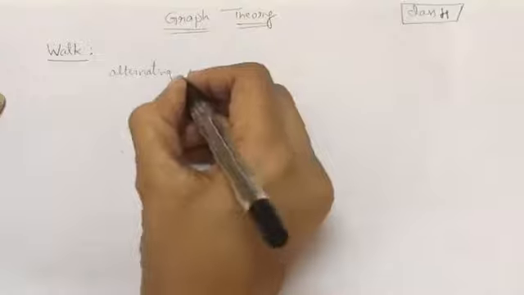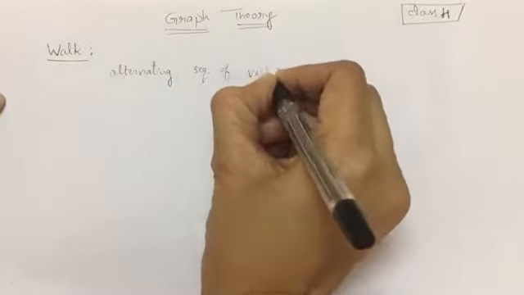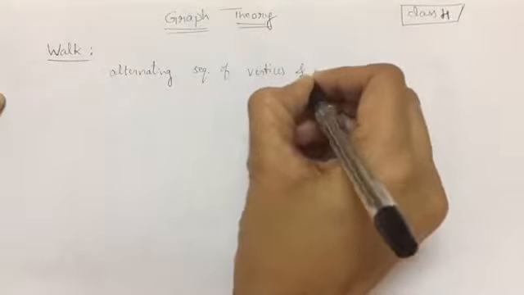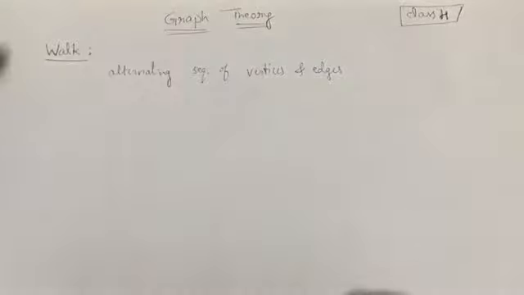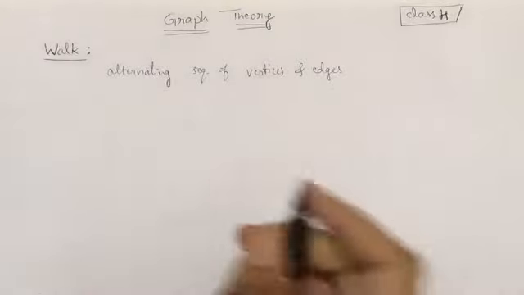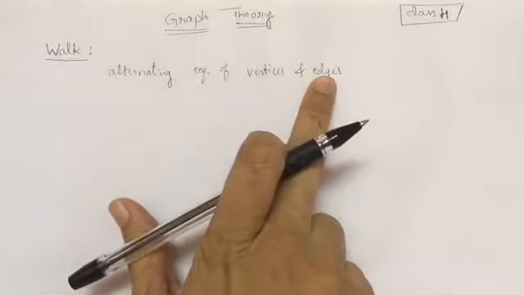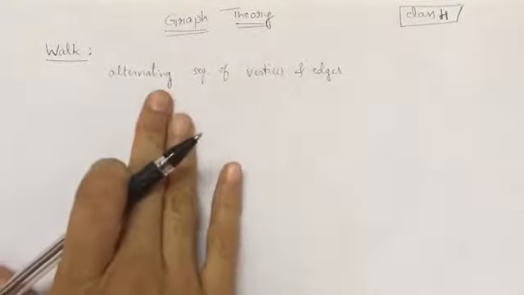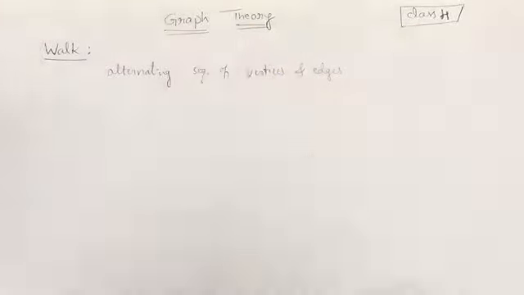Finite alternating sequence of vertices and edges, beginning and ending with vertices, such that each edge is incident with the vertices preceding it and following it, and no edge appears more than once.